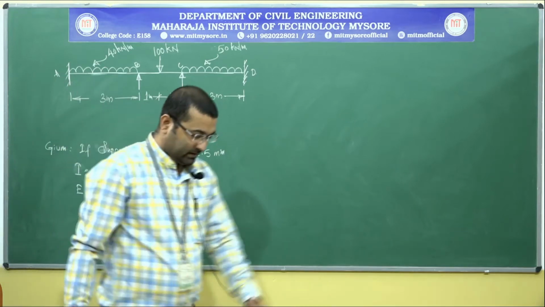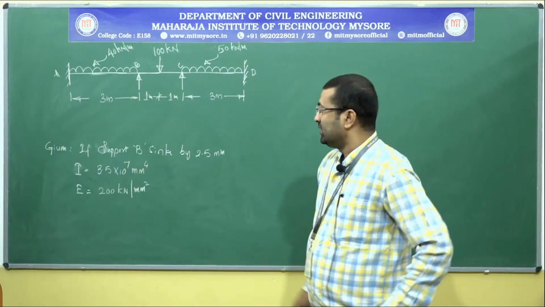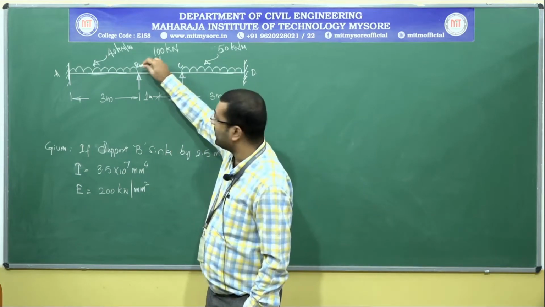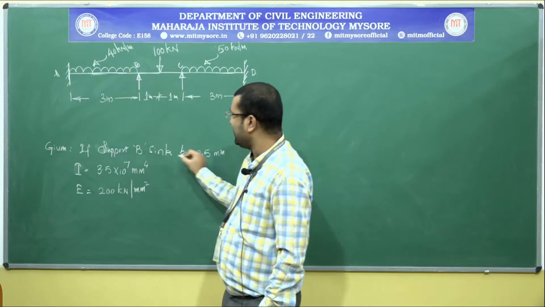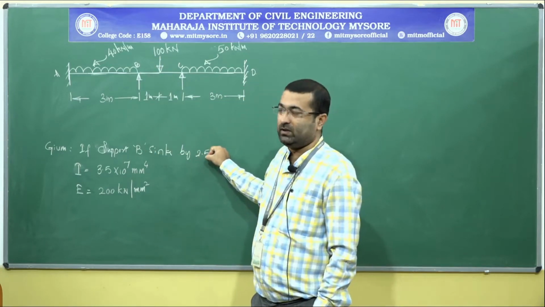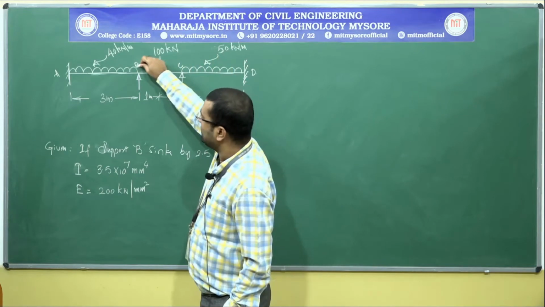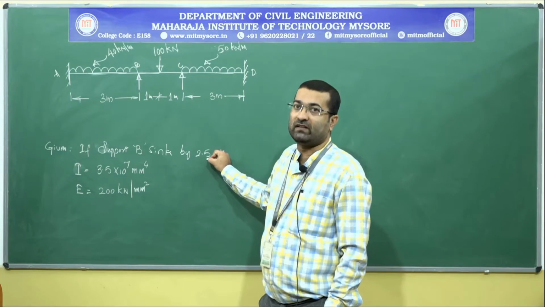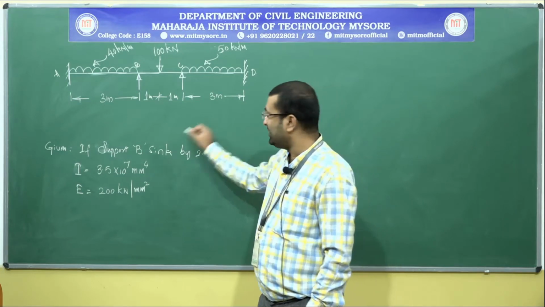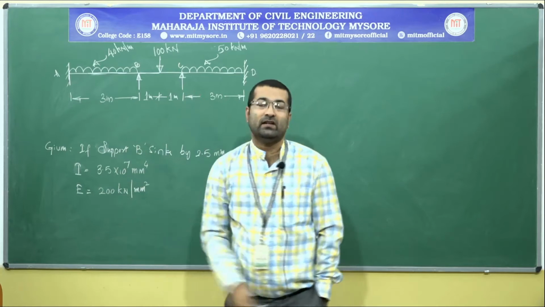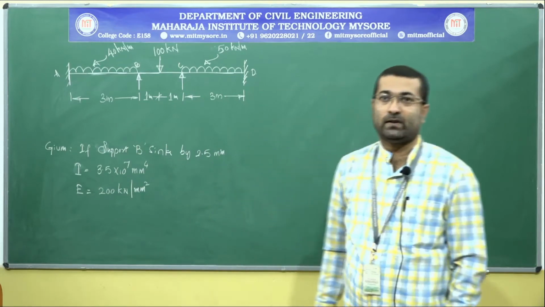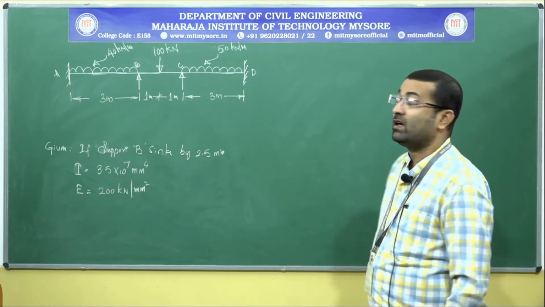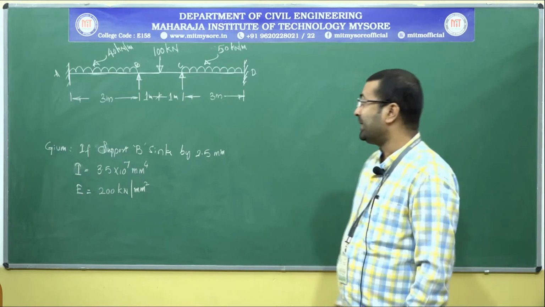In this continuous beam you can see here the support B, which is simply supported, it is sinking down due to some external loads. So this support is sinking down by 2.5 millimeter. So in this situation we need to analyze the beam by slope deflection method, and we need to determine the maximum bending moments at the end and also at the span.